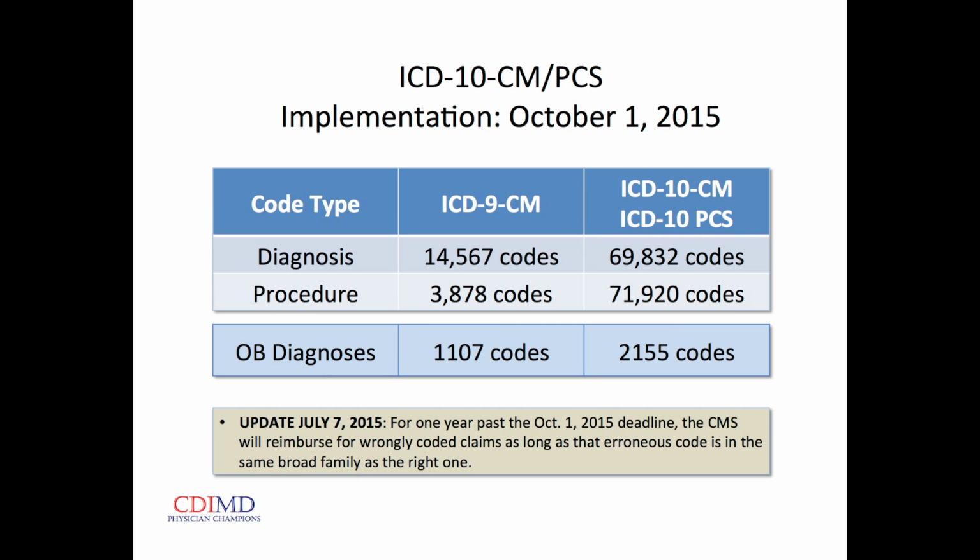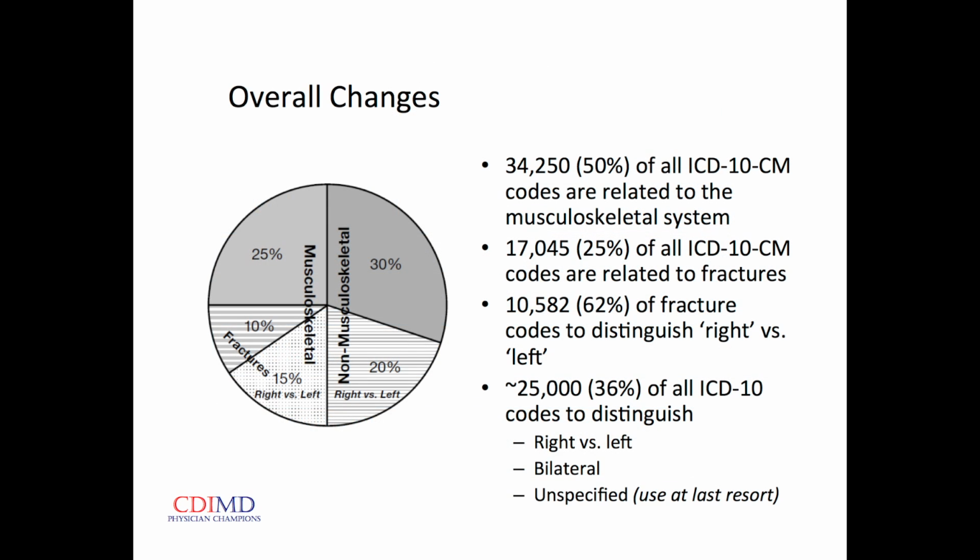So ICD-10's coming October the 1st. There's not going to be any more delay. Big increase in the number of diagnostic codes from just short of 15,000 in ICD-9 to almost 70,000 in ICD-10. In the arena of OB, they almost but not quite double. The number of procedure codes just really expands. Most of the increase in the number of the codes have to do with the musculoskeletal system. A full third of them are just adding left and right.